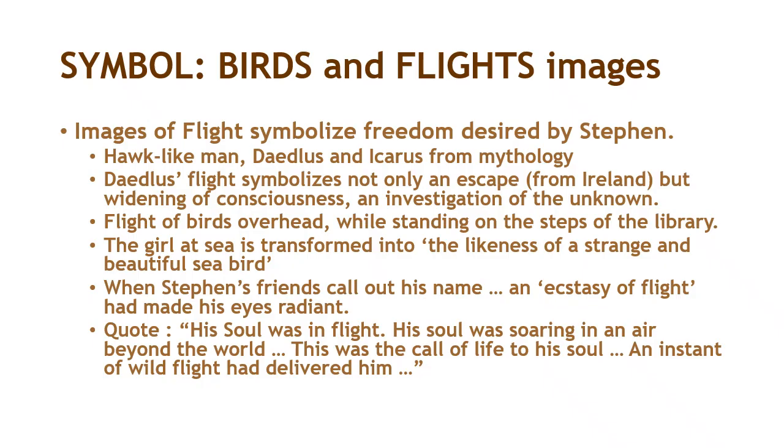Flight of birds overhead while standing on the steps of the library. Here also he looks at these birds when he's standing on the steps of the library, and that also to him represents some kind of an escape, some kind of a liberty. The girl at sea is also transformed into the likeness of a strange and beautiful sea bird. Again, an image of bird. When Stephen's friends call out his name, we can see that he writes an ecstasy of flight. Again, there's an image of flight that makes his eyes radiant, adds a glow to his eyes.